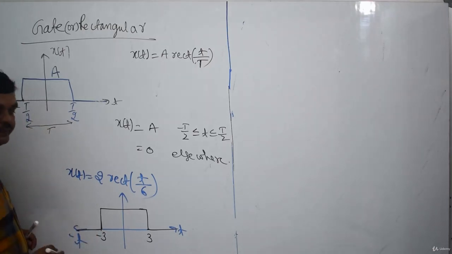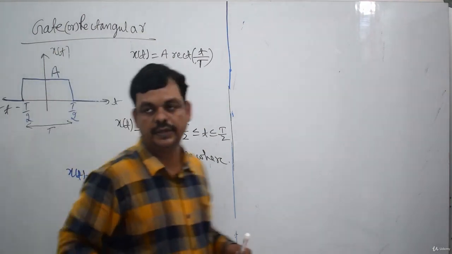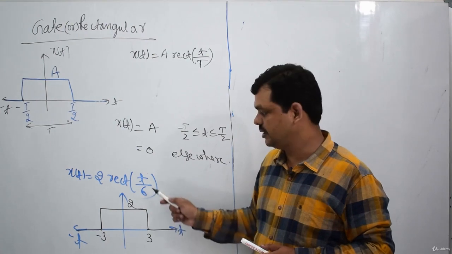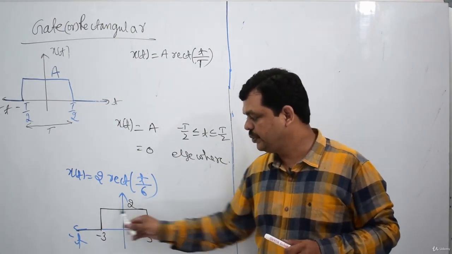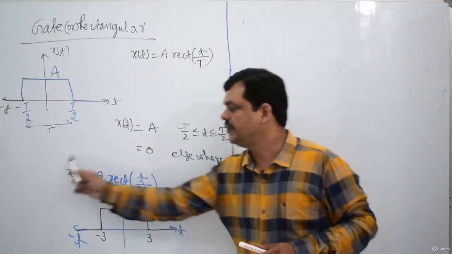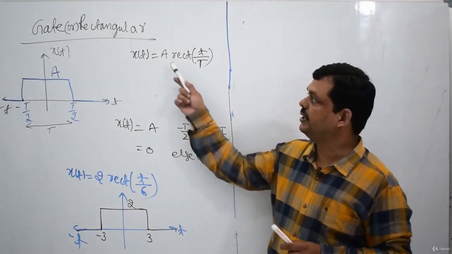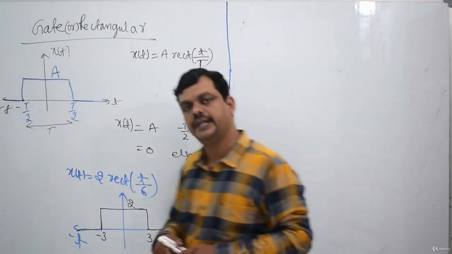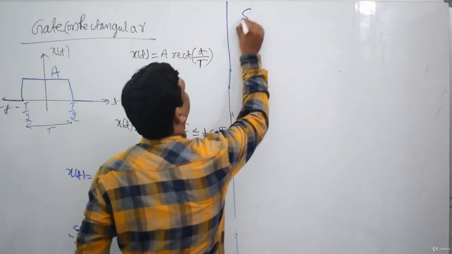Other than this it is 0. This amplitude is 2 here. So x of t is equal to 2 rect of t by 6. So from minus 3 to 3, the amplitude is 2. Other than this time period, the amplitude is 0. This is the functional representation of this rectangular function. The rectangular function standard name is A rect of t by capital T. This is another standard signal. One more standard signal is there, the signum function.